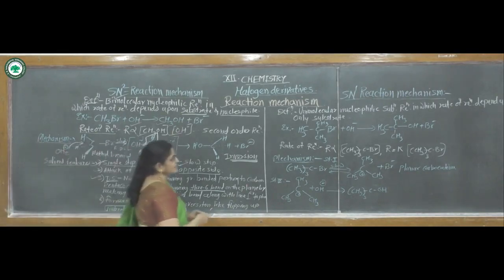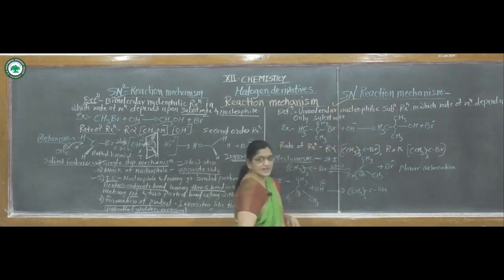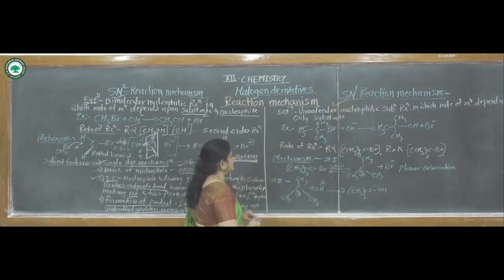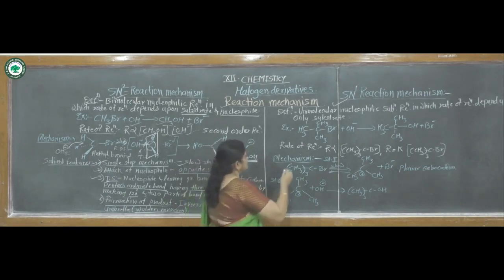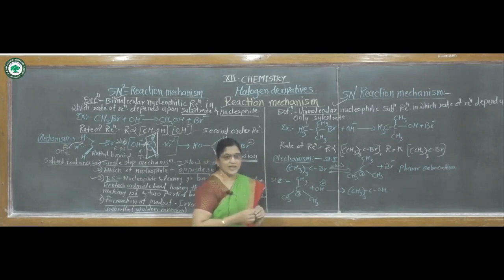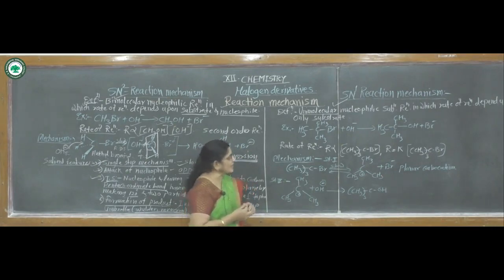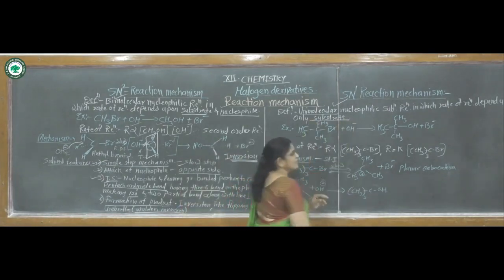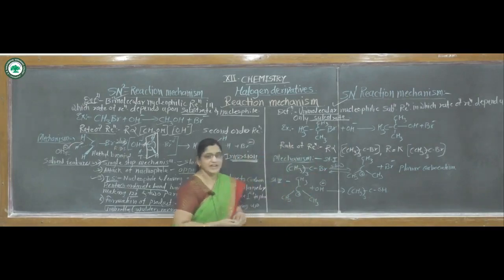Then the second one, the SN1 reaction mechanism. What is the definition of the SN1 reaction mechanism? Here 1 stands for unimolecular, N for nucleophile, and S for substitution. The definition of this reaction is unimolecular nucleophilic substitution reaction, in which the rate of reaction depends only upon the substrate, hence it is called the SN1 reaction mechanism.